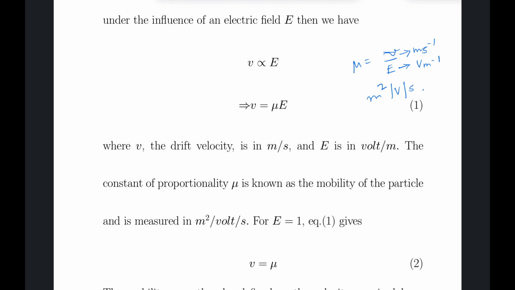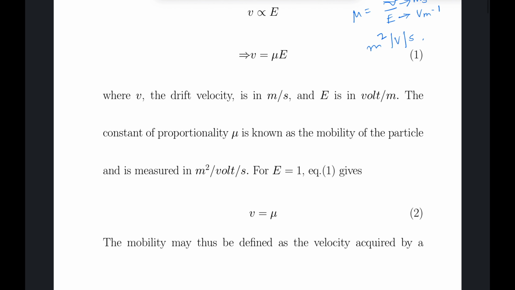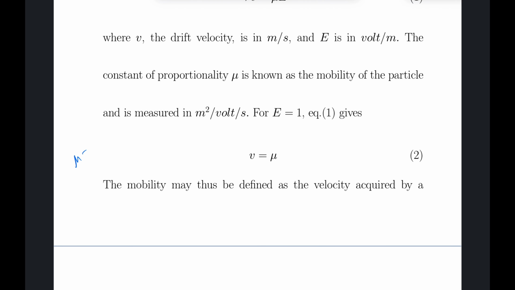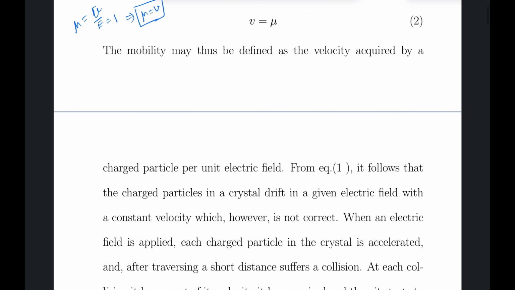Clear? So in equation 1, we have seen that mu equal to V upon E. If we put E equal to 1, then what we get? We get mu equal to V, isn't it? So mu is numerically equal to the velocity acquired per unit electric field. यूनिट फील्ड लगाने से जो वेलोसिटी चार्ज पार्टिकल एक्वायर करता है उसे हम बोलते हैं मोबिलिटी.